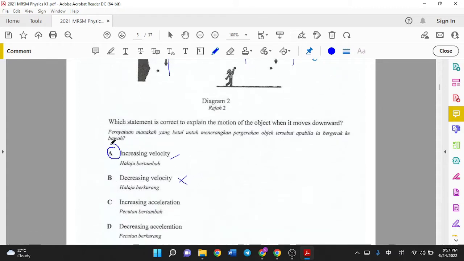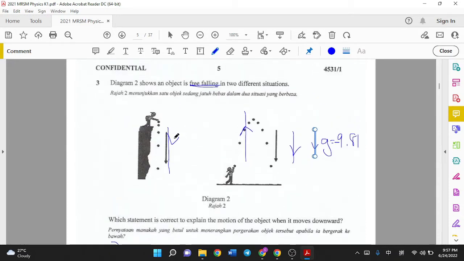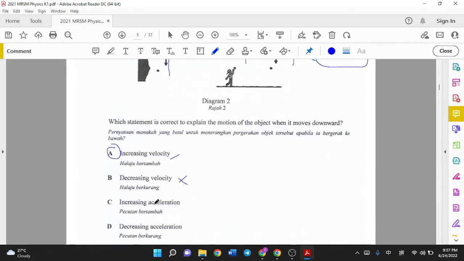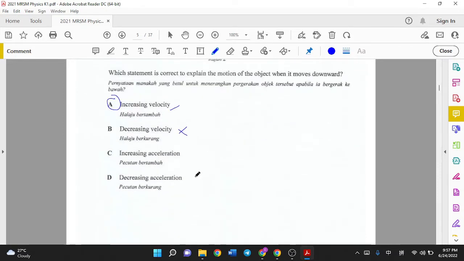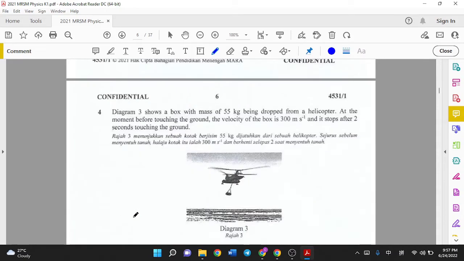Okay, increasing acceleration, no, because free falling is the object only subjected to gravitational acceleration, which means there is no air resistance. Then your gravitational acceleration is constant. Decreasing acceleration, no. So the answer for third question is A.